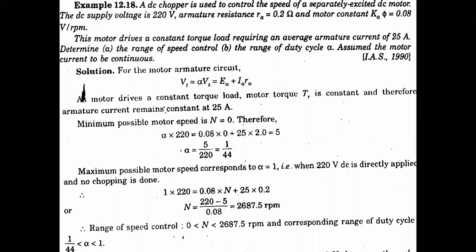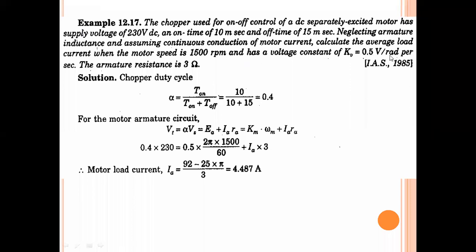A DC chopper is used to control the speed of a separately excited DC motor. The DC supply voltage is 220 volts. Armature resistance is 0.2 ohms, and the motor constant Ka phi is 0.08 volt per RPM. See, these units are very important. Here the motor constant is given in RPM. In the previous problem, the motor constant is given in radians.